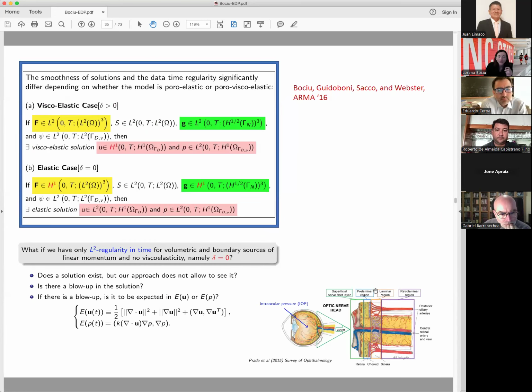The other thing I want to mention here is that once we got, coming back to the application in the full general case, right? Once we had that result, a lot more questions came up, right? So what does it mean? So for example, if I only have L2 regularity for data, but it's only poroelastic, no viscoelasticity, does it mean that the solution exists, but it's our approach that does not see it? Or does it really mean it's a blow up in the solution? And if it's a blow up, who blows up? Which energy? The energy of the elasticity or the energy of the fluid, right?